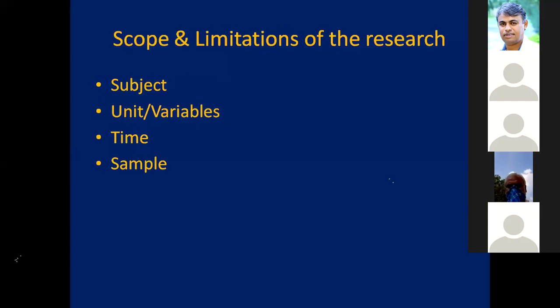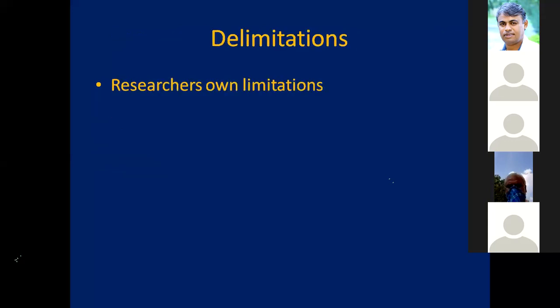Then scope and limitations. So scope and limitation: what is the maximum scope of your research, and what are the limitations, the naturally existing things of your research regarding sample, time, units, variables that you have to put. Then delimitation, it is the most important thing. परिमर्यादा ज्याला मराठीत म्हटलं जातं.